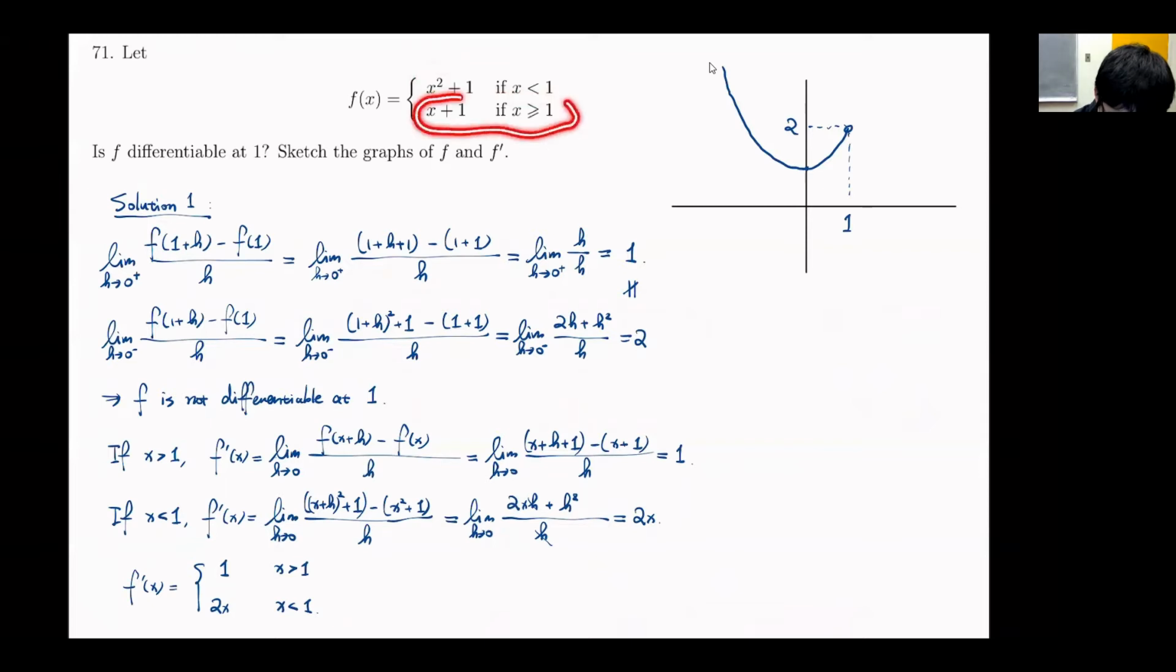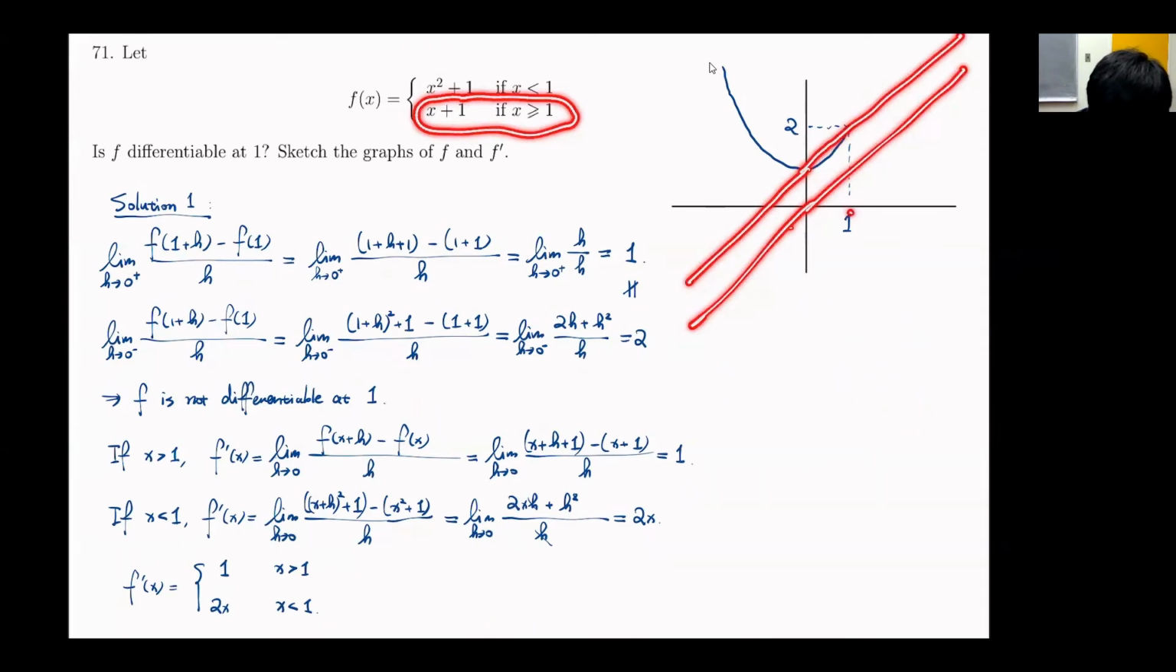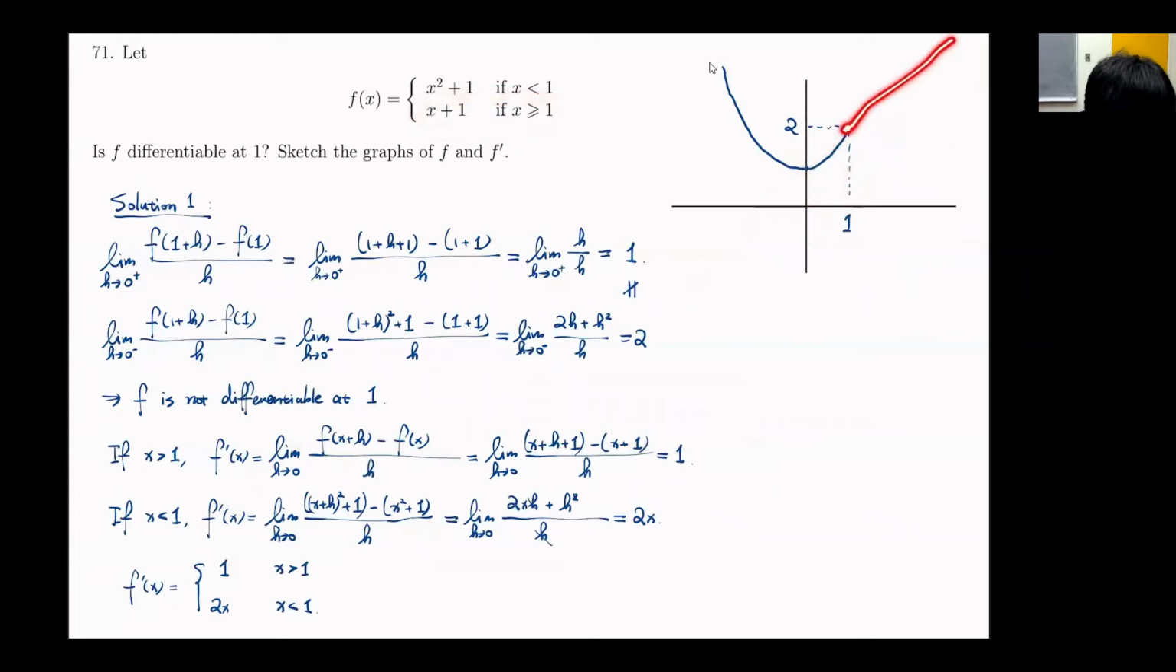Well, for x plus 1, this is obtained by y equals x, shifted upward by 1 unit. But because we only need the parts when x is greater than 1, that basically means we need this part over here. So that means I have a solid dot at this location, and then I will just draw a line with slope 1 to the right. All right, so this will be the graph of the function y equals f of x, answering the first part of the second part. All right, so this is what we have over here.